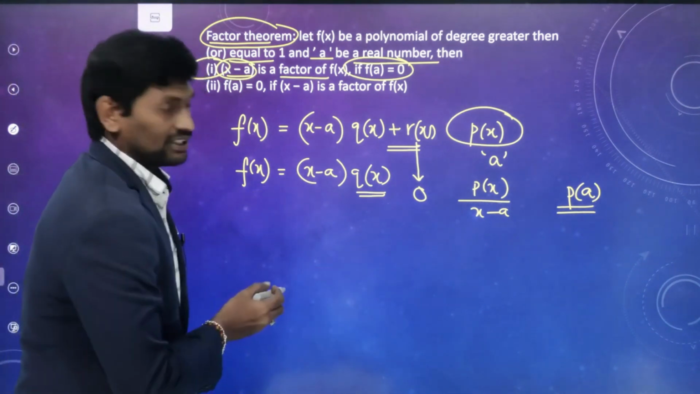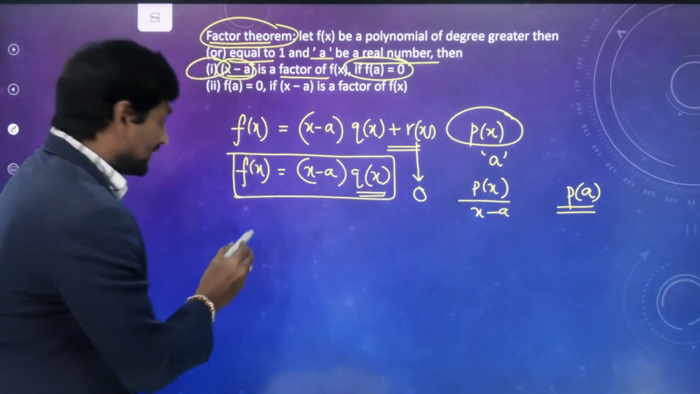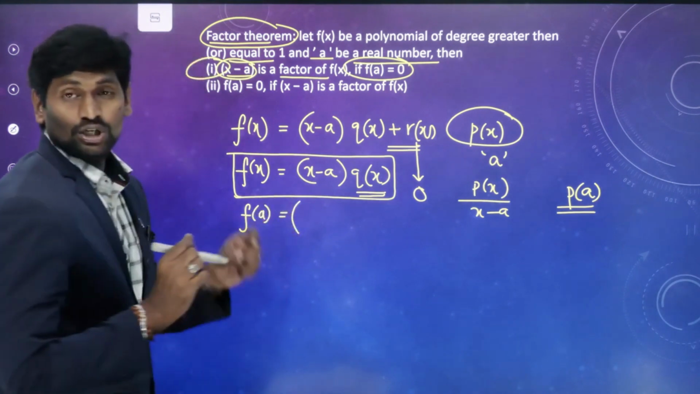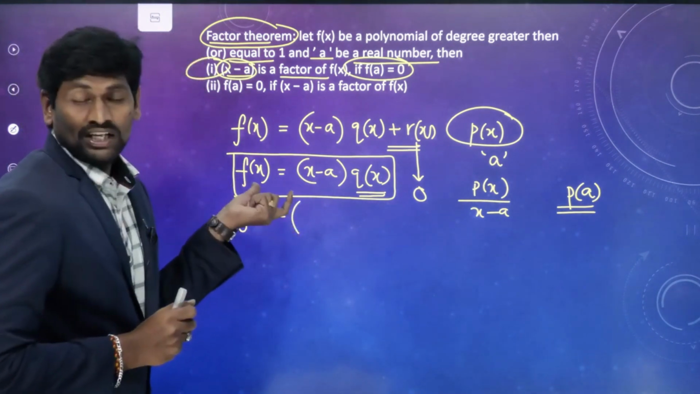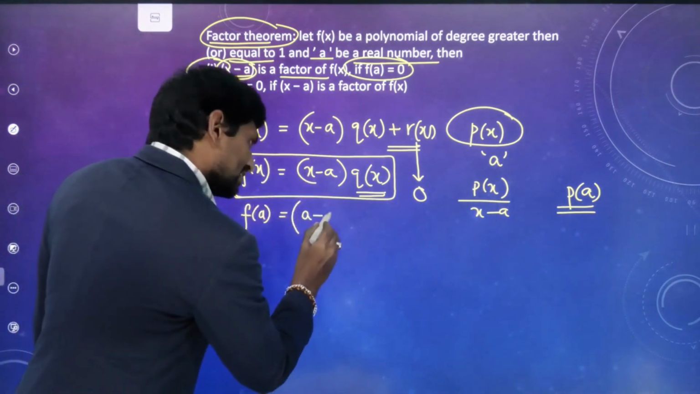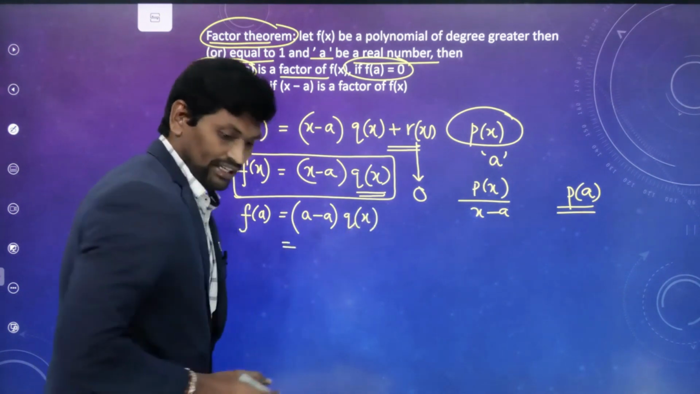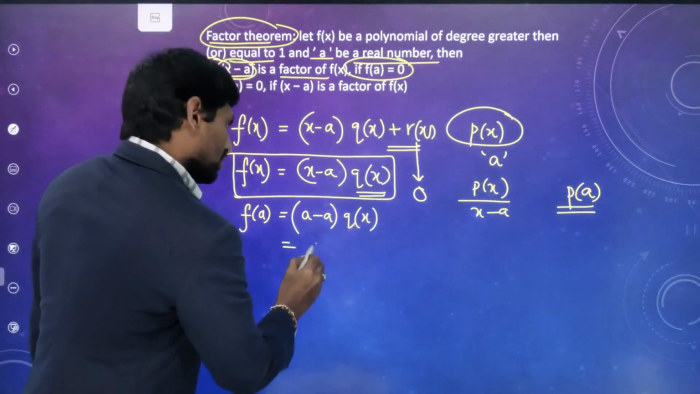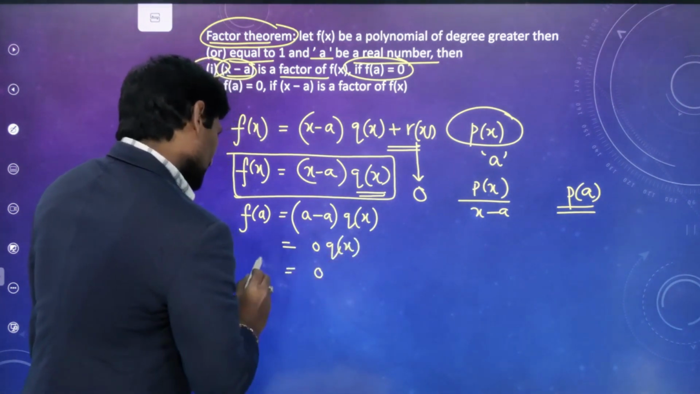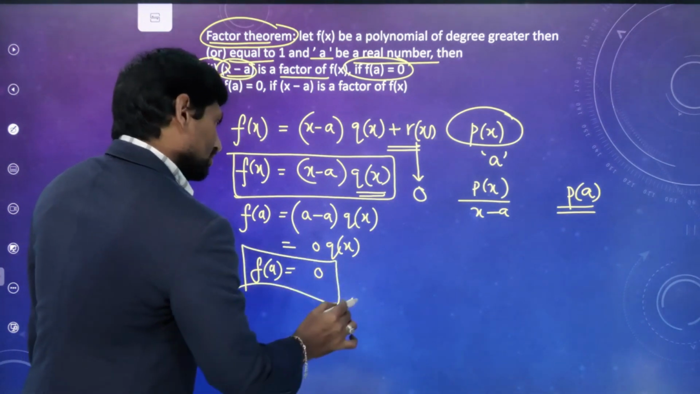Then we need to prove that f of a equals 0. Let us substitute a value in this equation. Then f of a equals, in the place of x, we substitute the real number a, so a minus a into q of x. What is a minus a? A minus a is nothing but 0. So 0 into quotient, and 0 into any number is 0. So from this we can prove that f of a equals 0.